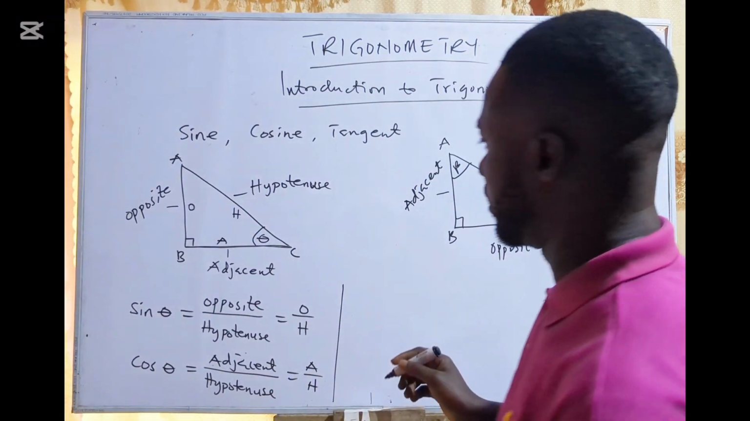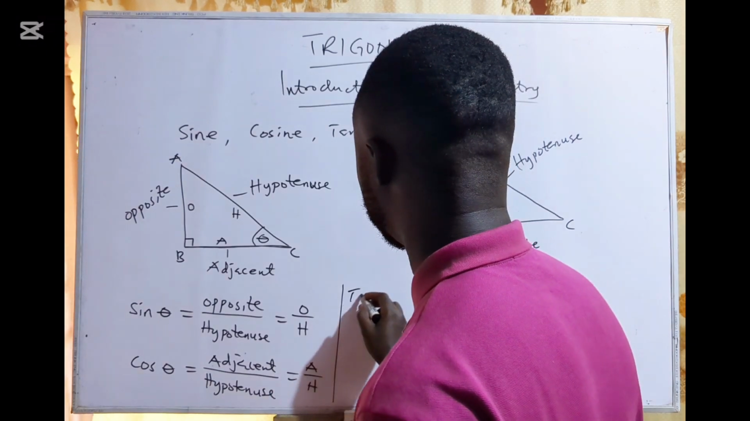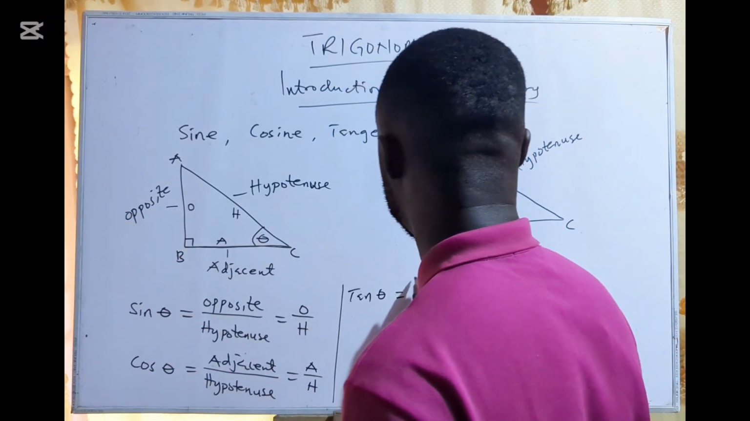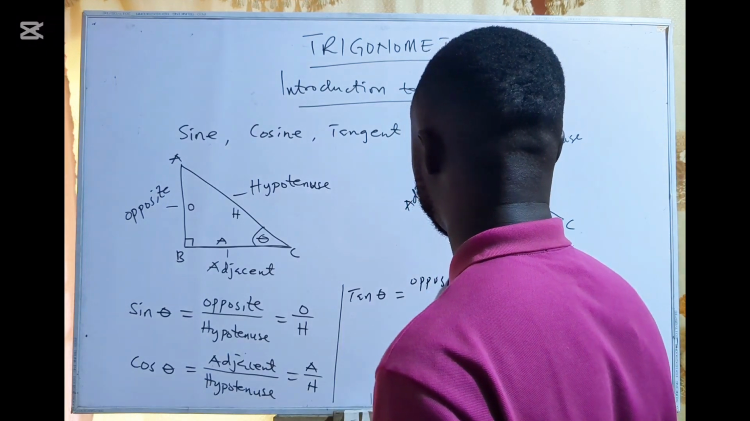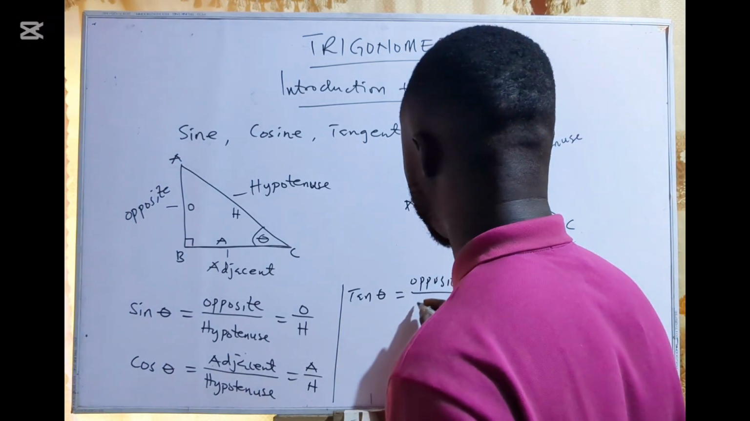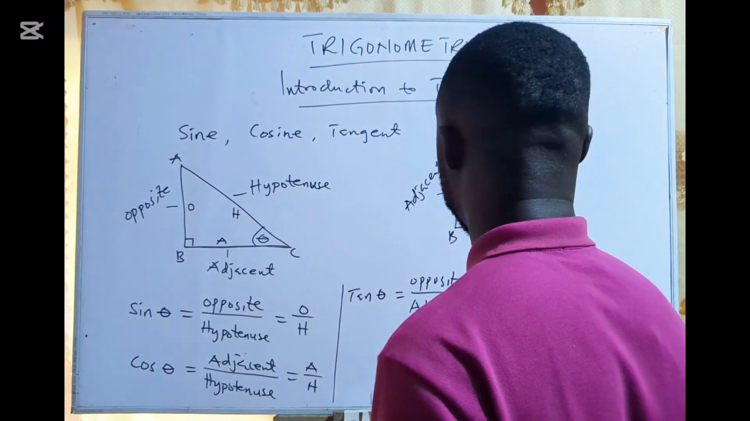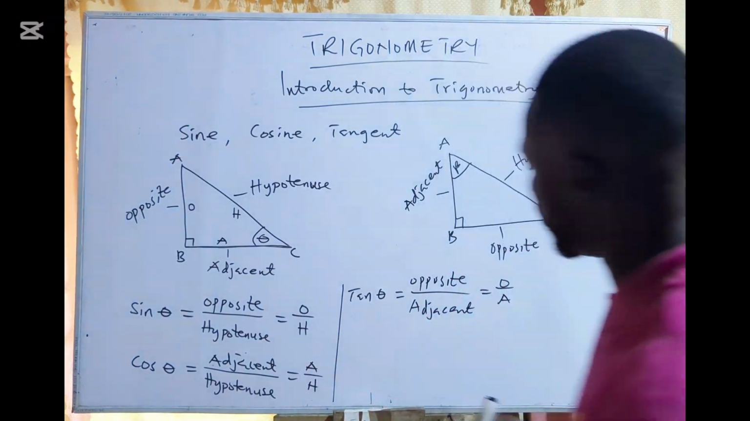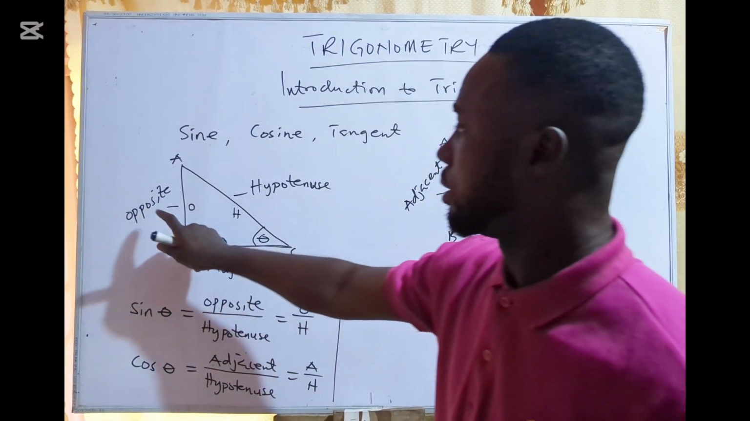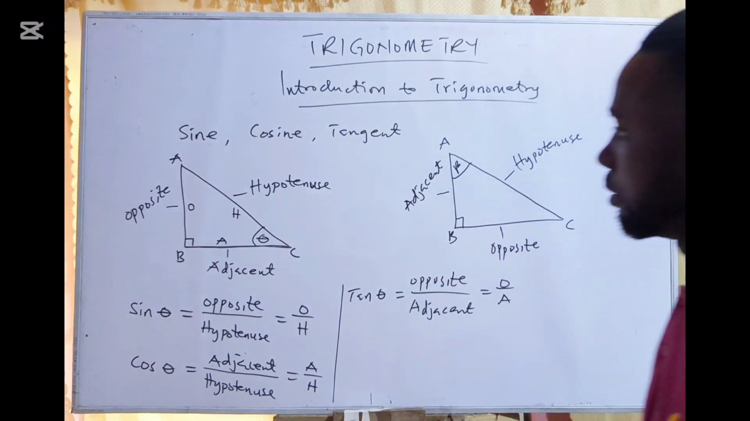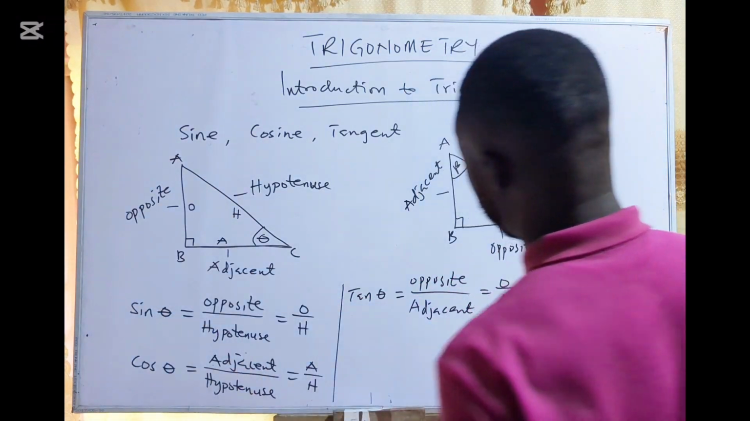Then what is left is the tan, the tangent. Tan theta is what? Tan is opposite over adjacent. So O over A. My opposite is here, AB over the adjacent BC. So this side over this side.